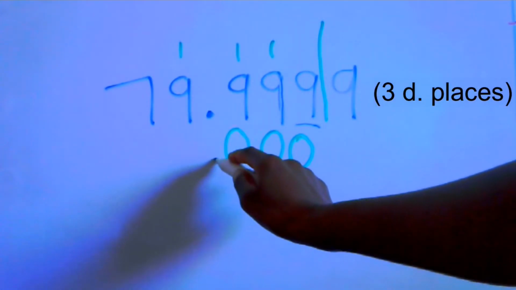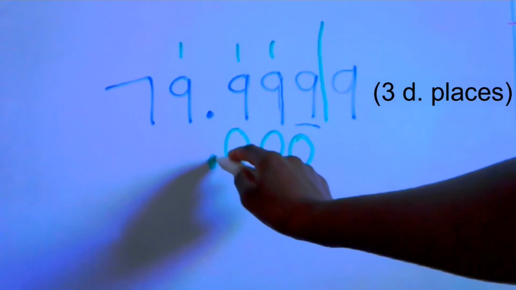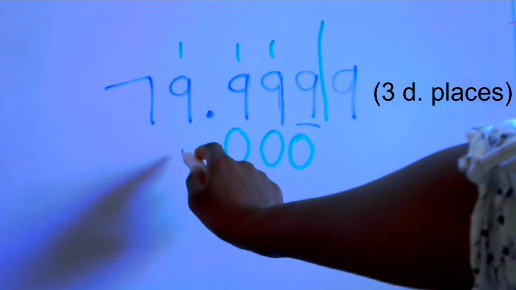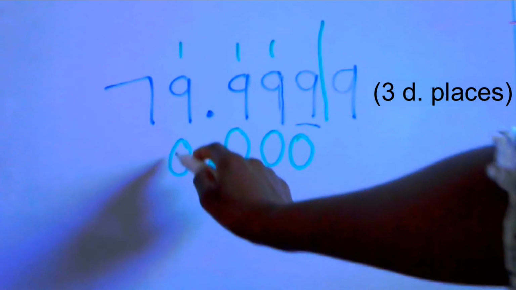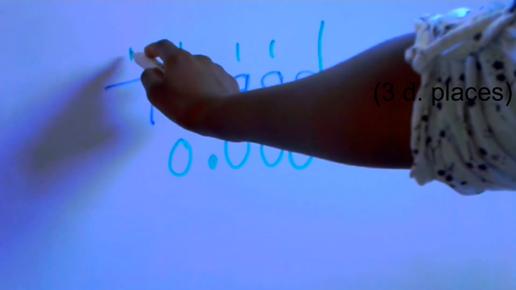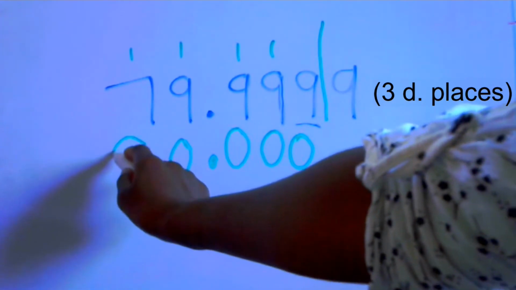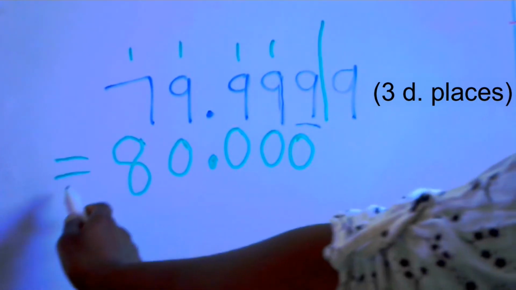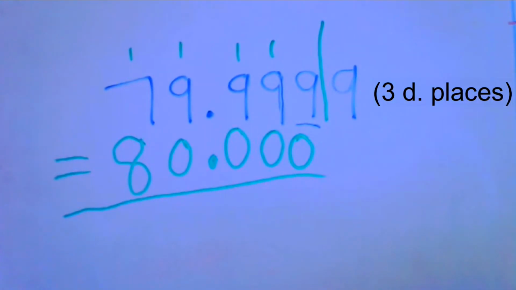But this comma, we don't forget it, we put it again. 9 plus that 1, it's a 10, we write down the 0 and then we carry that 1. So that 1 plus the 7 gives you an 8. So our answer is equal to 80.000 to 3 decimal places.